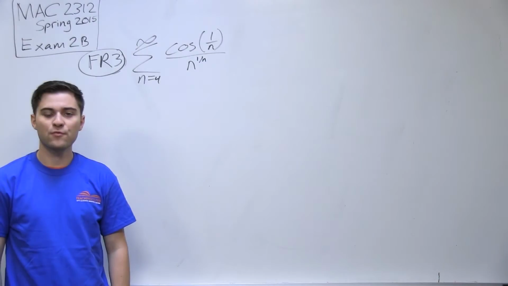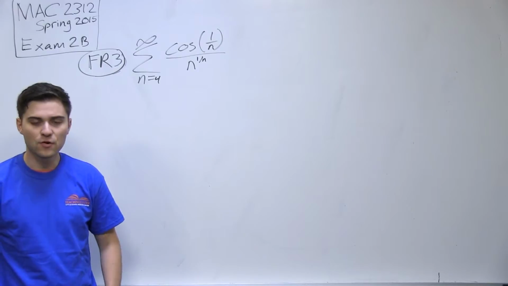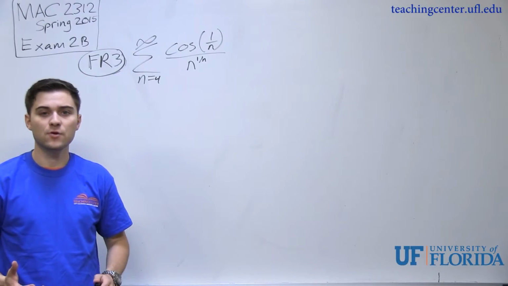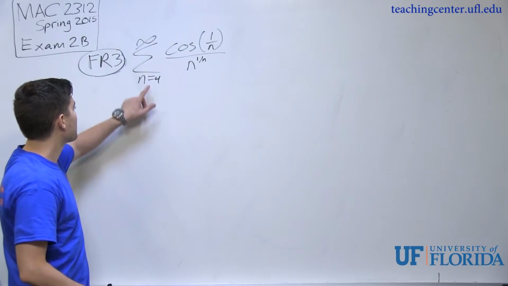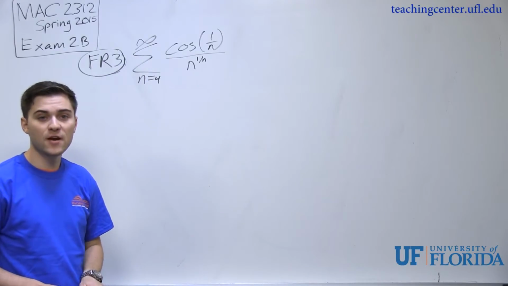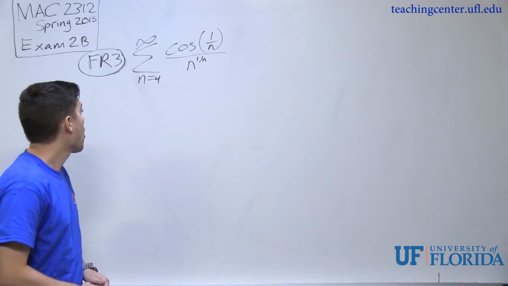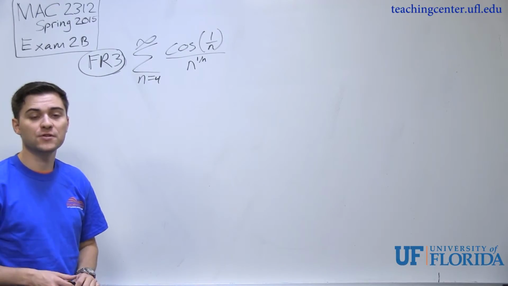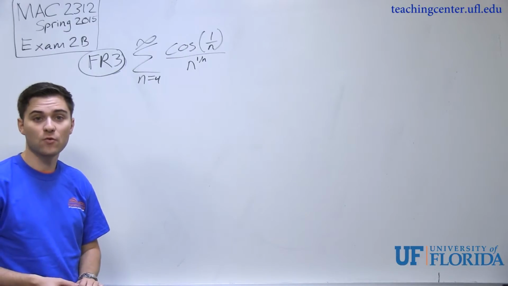Free response number 3 is asking you to find the convergence of the series. It says which, and it doesn't tell you which test to use. You can pick whichever one you want. So we have the summation from n equals 4 to infinity, cosine of 1 over n, over n to the 1 over n. So we need to prove convergence or divergence of that series either way.